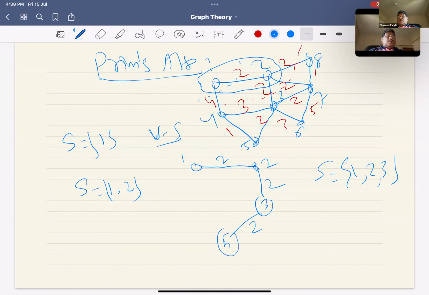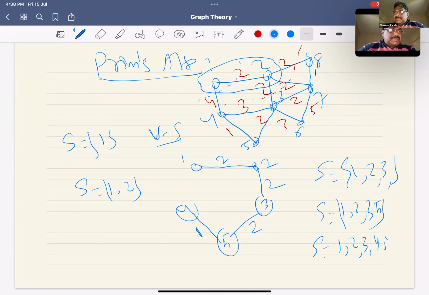Okay, so then you add 3 to 5. S is equal to {1, 2, 3, 5}. From S to V minus S, what is the minimum cost edge which is going? That is 1. This is 1, because the other edges are costlier. So next, you add 4 over here. S is equal to {1, 2, 3, 4, 5}.